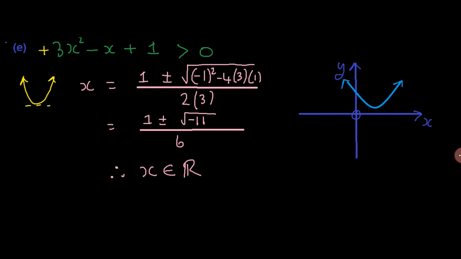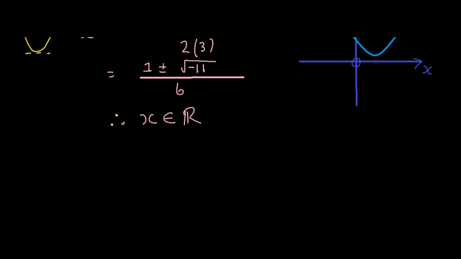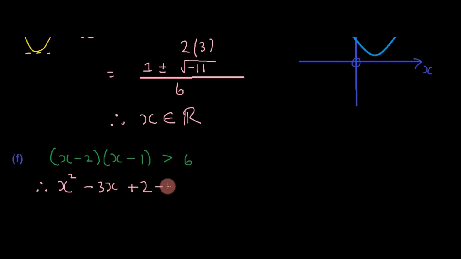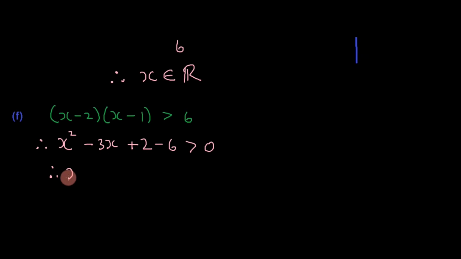Let's look at F. We have x minus 2 times x minus 1 strictly greater than 6. We don't have a 0 on the right-hand side, so we're going to multiply out the left-hand side and then bring the 6 to the left-hand side as well. So it's going to be x squared minus 3x plus 2 less 6 is greater than 0. So then we have x squared minus 3x minus 4 greater than 0, which we can factorize.